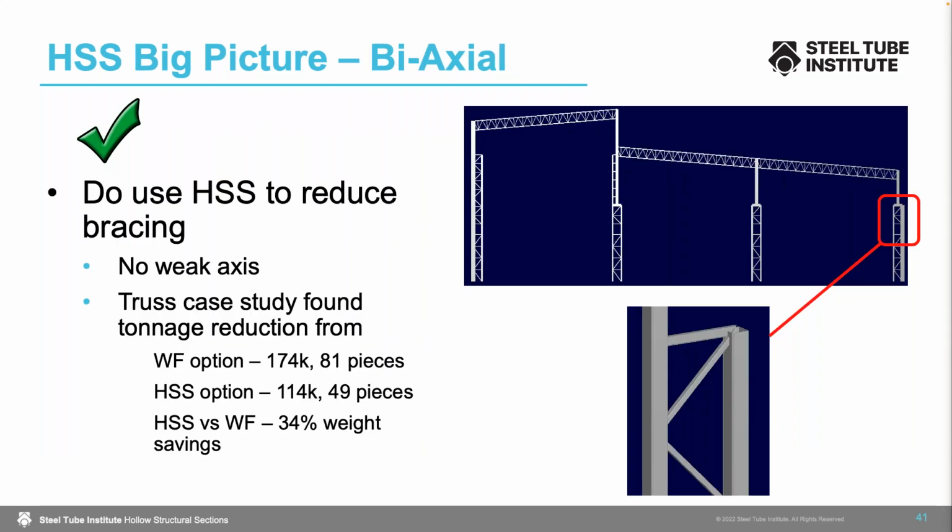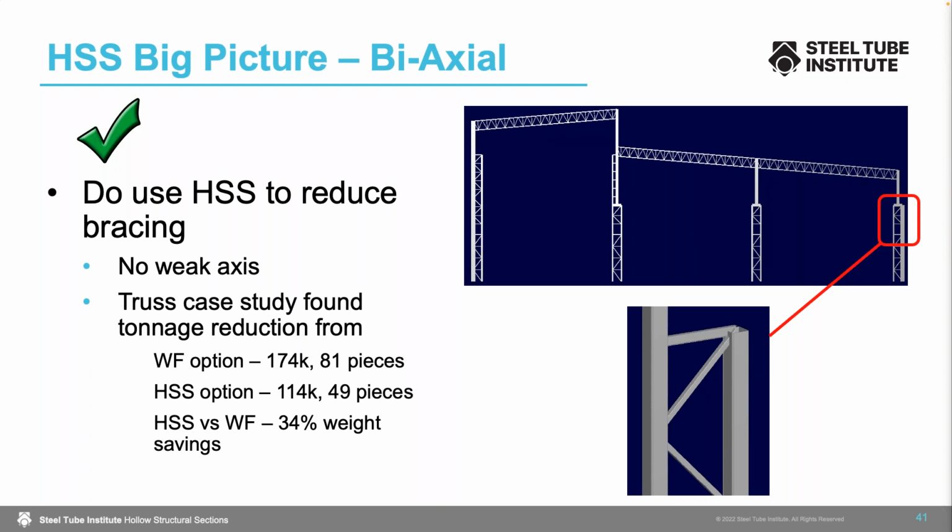Another great thing to consider with HSS in the big picture is their biaxial strength. So do use HSS to reduce bracing, again, because there's no weak axis. If you're looking at, for example, a chord of a truss, that out of plane direction either may not need to be braced or braced less frequently than a member that would have a weak axis.